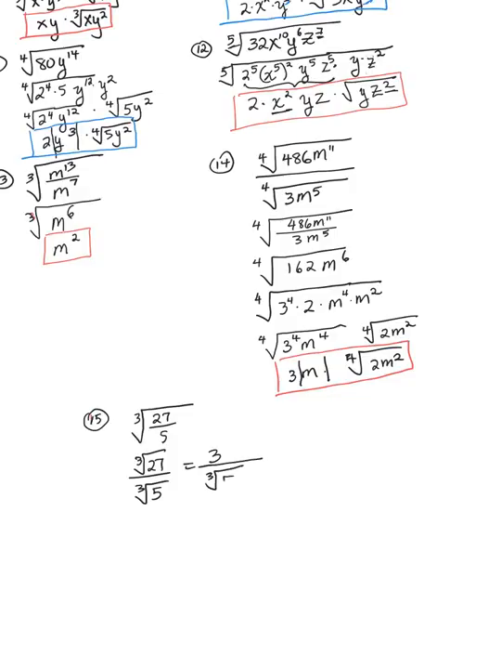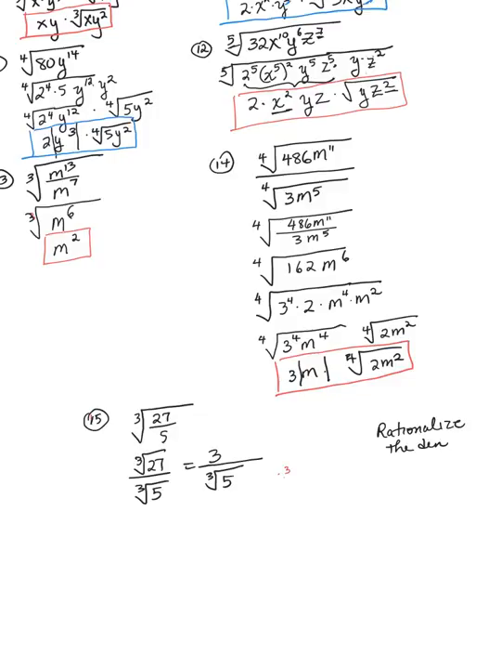But this fraction is not simplified because there's a radical in the denominator. So we have to rationalize the denominator. And with square roots, we just multiplied by the denominator over the denominator because we get the denominator squared. With cubed roots, we want to get the denominator cubed. So this is what we do.